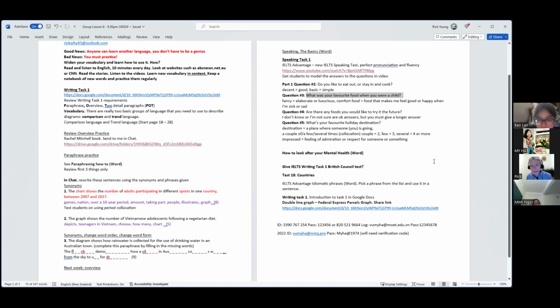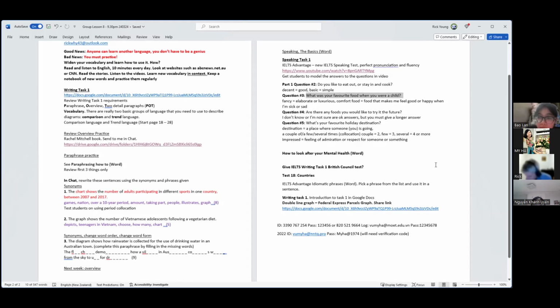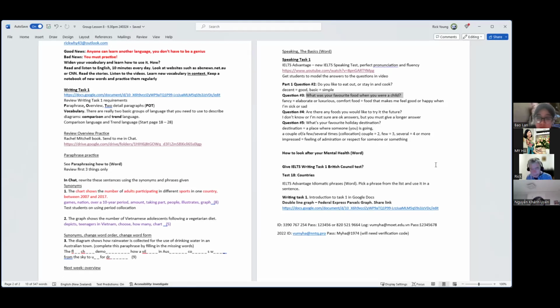Okay, Kang Uan, what was your favorite food when you were a child? When I was a child, my favorite food was the candy. And I liked them just because of the sweetness.